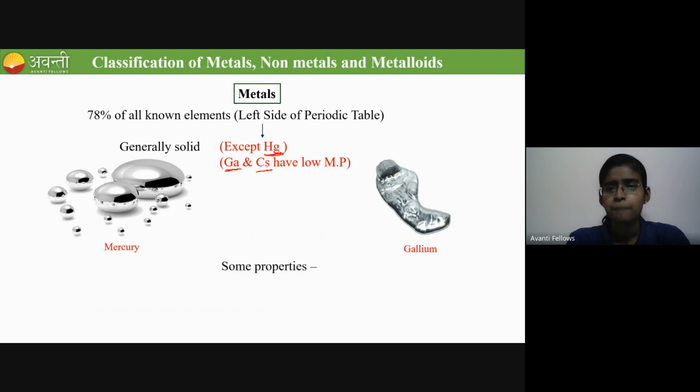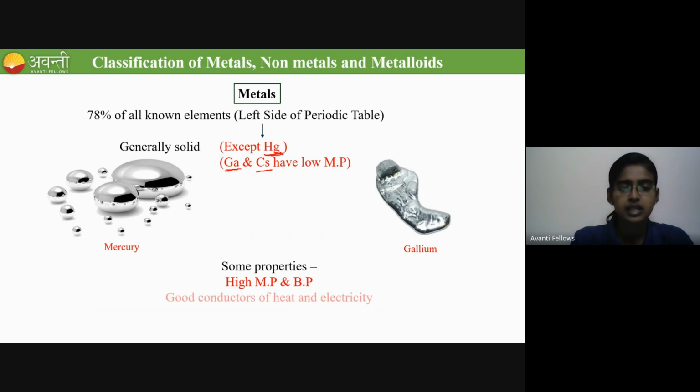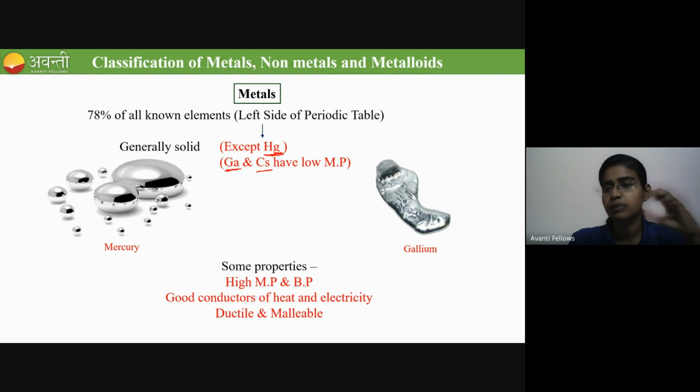And some of the general properties of the metals are, they have high melting point and boiling point. They are good conductors of heat and electricity, and they are ductile and malleable. So most of the metals, if you see, they conduct heat and electricity. For example, iron you can take, copper you can take. They are used for electricity purposes, and they can conduct heat, right? They are good conductors, and they are also ductile and malleable.